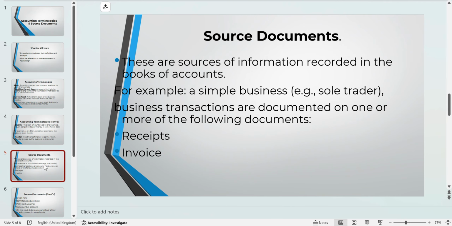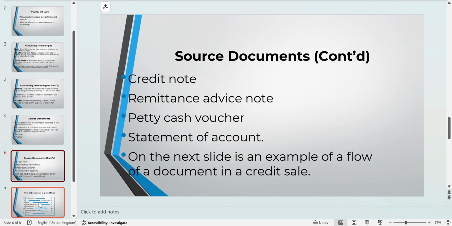Now let's refer to source documents. These are sources of information recorded in the books of accounts. For example, a simple business, let's say a sole trader. Business transactions are documented on one or more of the following documents. Receipts. We record from receipts, we record from invoices, we record from credit notes, remittance advice notes.